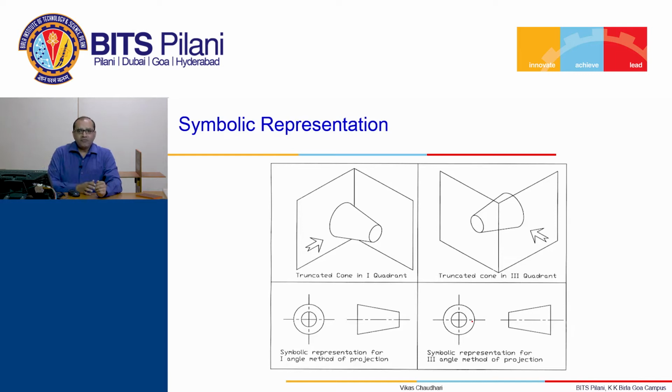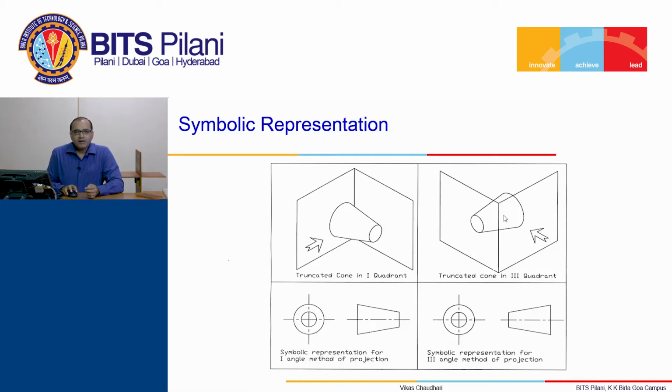Symbolic representation for first angle method of projection and third angle method of projection. This symbol is represented with the help of a frustum of a cone. In the first diagram, the frustum of the cone is kept in the first quadrant. The arrow indicates the direction of the observer. We have the observer, object and plane of projection, and the visible side view is the right hand side view. So the observer in front view can see the trapezium. In side view, he can see the top and bottom base of the cone. So the side view is nothing but two concentric circles, and it is the right hand side view which appears on the left hand side of the front view.